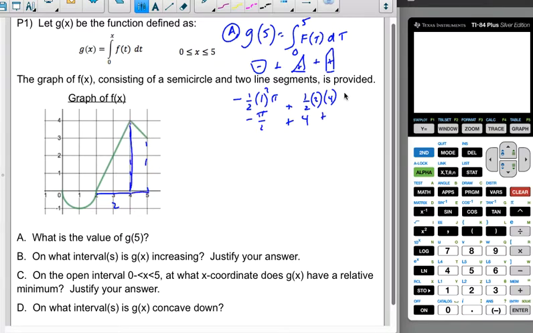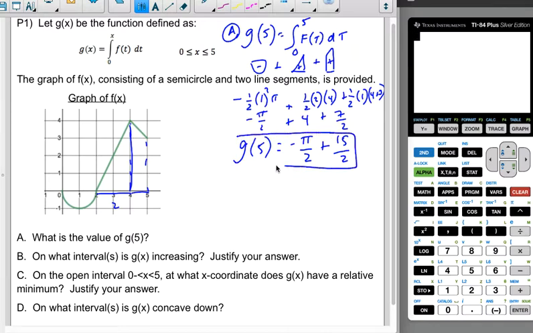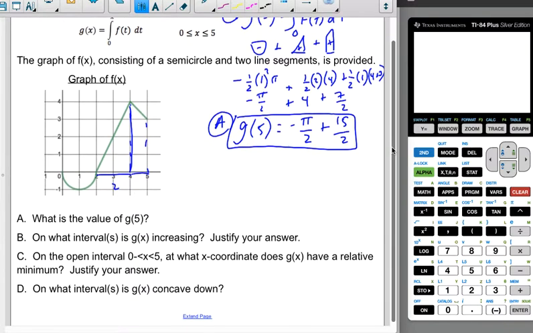So plus, this is a 1/2, 1, and then 4 plus 3. So you're going to get a 7/2. So it's not pretty. You're going to end up getting that g of 5 is a negative pi over 2. And you're probably going to make this a 15/2, right? Because that's 8/2. So probably this or something equivalent. You could do a 7.5. It doesn't matter. Okay. So B, C, and D are all going to rely on that second fundamental theorem of calculus for us to differentiate.